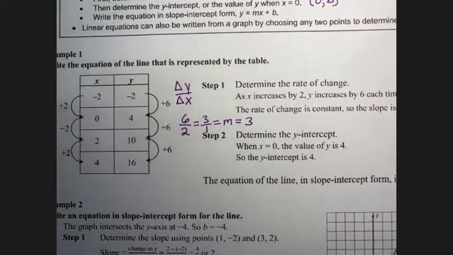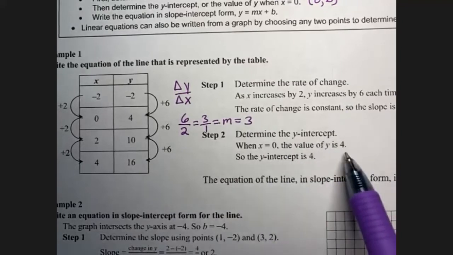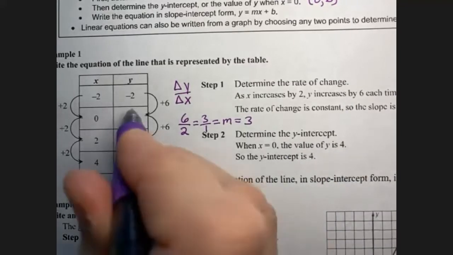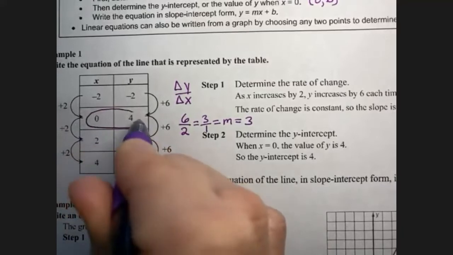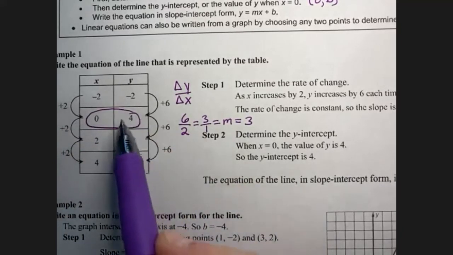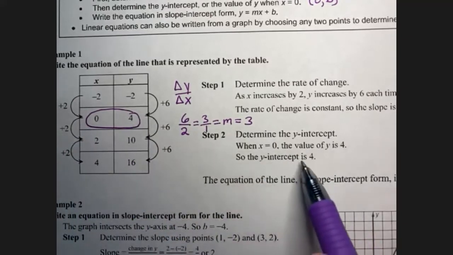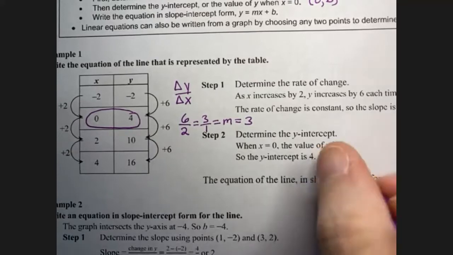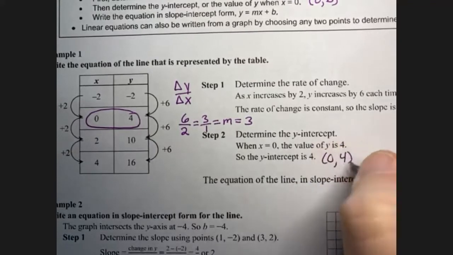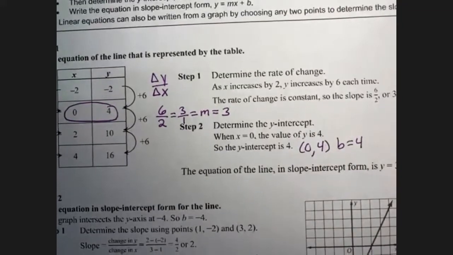The second step, step 2, is determine the y-intercept. When x is 0, what is y? And in this table, they were really nice, and they showed you exactly what the y is when the x value is 0. And so when that happens, my y-intercept is 4. That means that my (0, 4), or b equals 4, is part of my equation.